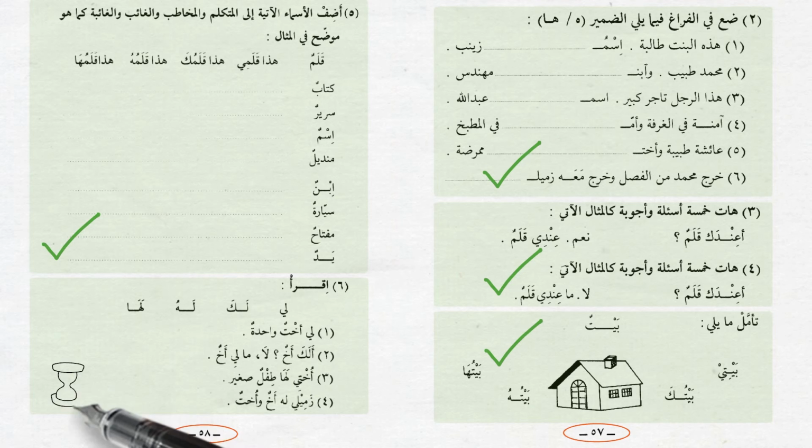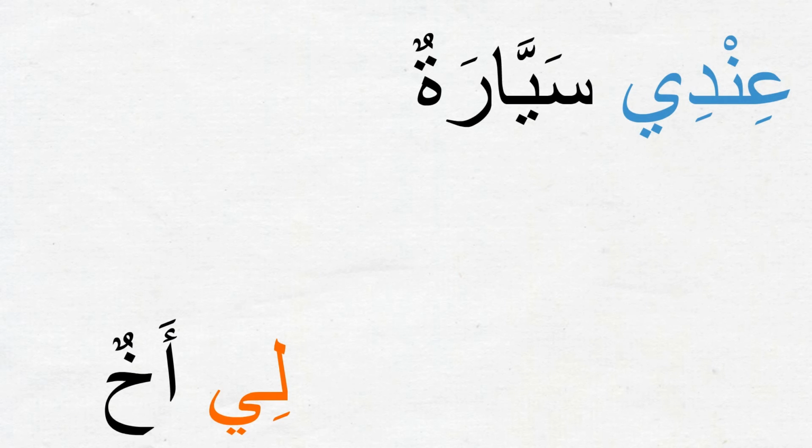Let's hold off on the rest of the exercise until the next episode because we will need to cover a new concept before we go over the last two sentences. Instead, let's talk a bit more about the specific usages of the dharf inda and harf jar li. Take a look at these two sentences. Indi sayyaratun. I have a car. And li akhun. I have a brother. We can see here that both li and indi are translated into English as I have.